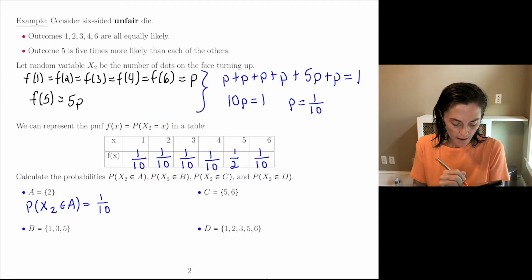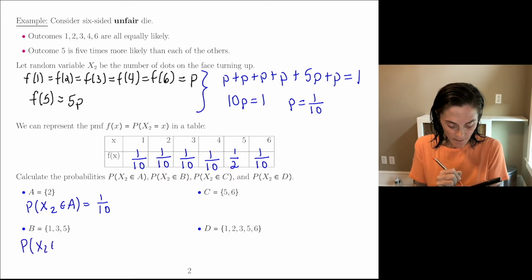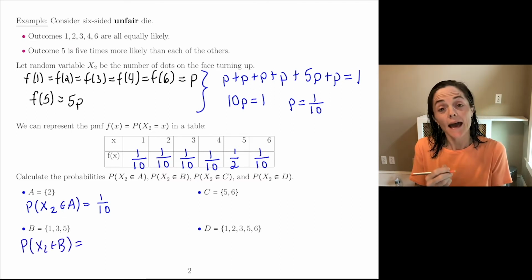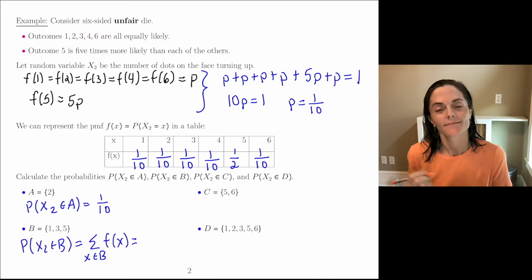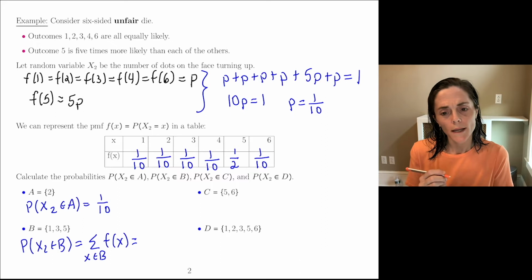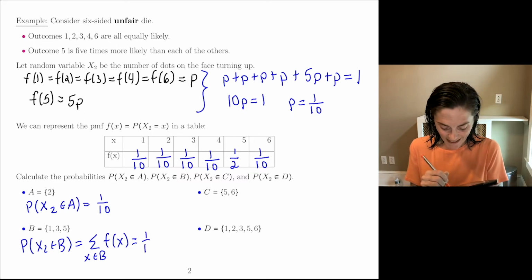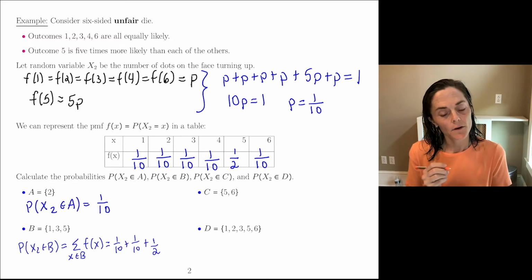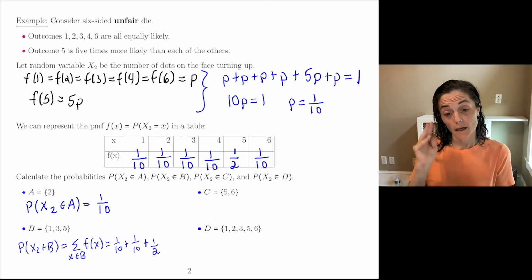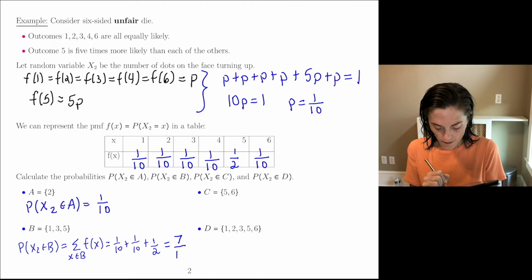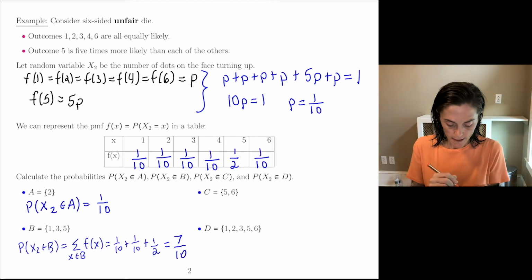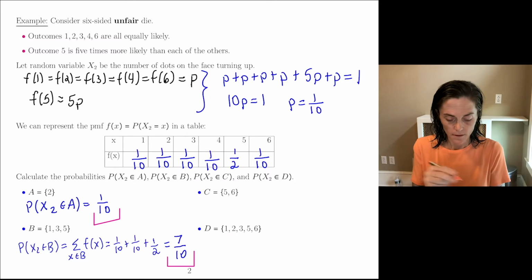Now, for B, the probability x2 is in B, you see we have to add, maybe I will write this, over all little x in B, f of x. Well, we know 1, 3, 5. So we take 1 over 10 plus 1 over 10 plus 1/2. Altogether, I have 5/10 and 2/10 makes 7/10. So we have 7 over 10. Here's this answer and this answer.